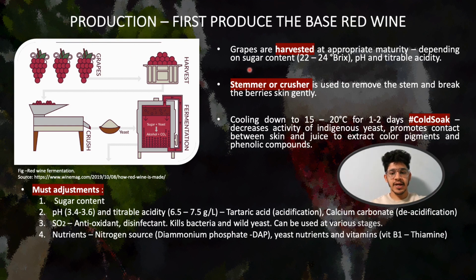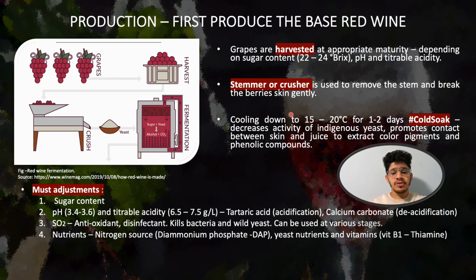First of all, the grapes are harvested at an appropriate maturity level. Now, how is the maturity decided? It is decided based upon the sugar content, the pH, and the titrable acidity. Once the grapes are harvested, they are sent to a machine called a stemmer or the crusher. What the stemmer or the crusher does is it removes the stems from the berries and it breaks down the skin of the berries. Once these berries have been destemmed and crushed, what we get is called must.